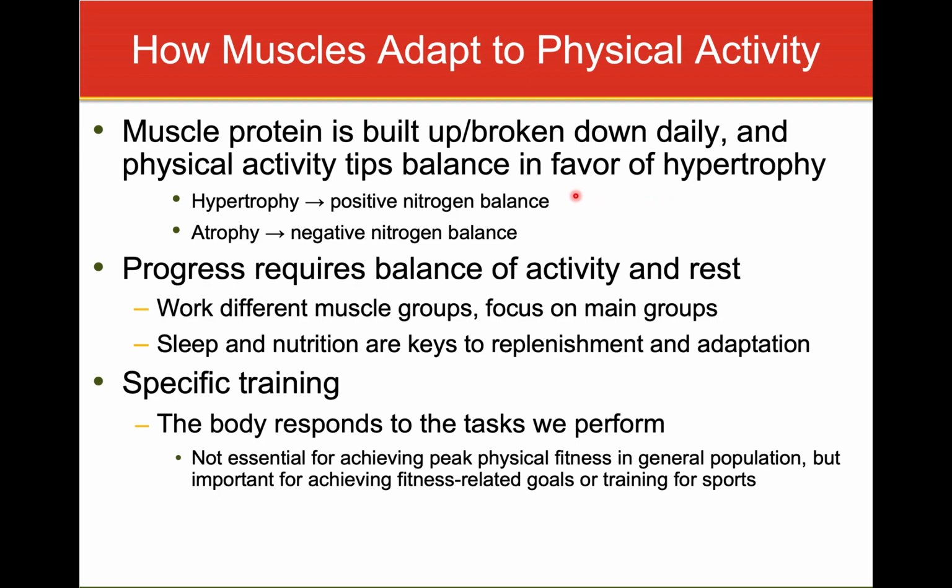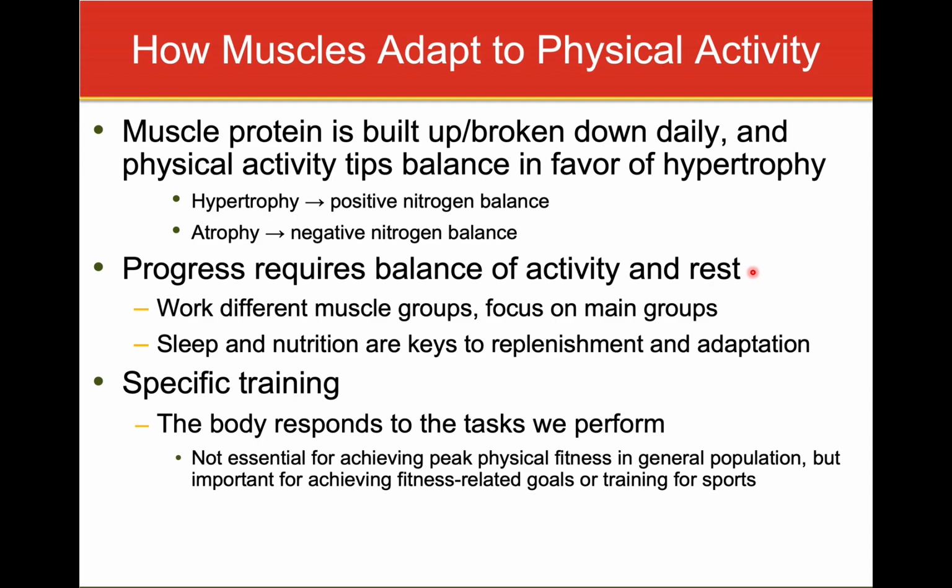So when we did our protein lecture, we looked at nitrogen balance. And so hypertrophy is indicating a positive nitrogen balance, and opposite of that is atrophy, indicating a negative nitrogen balance. And so we can see that performing physical activity, engaging in exercise, tips the favor of our body towards hypertrophy, or presents an opportunity for our bodies to increase our muscle size and strength.